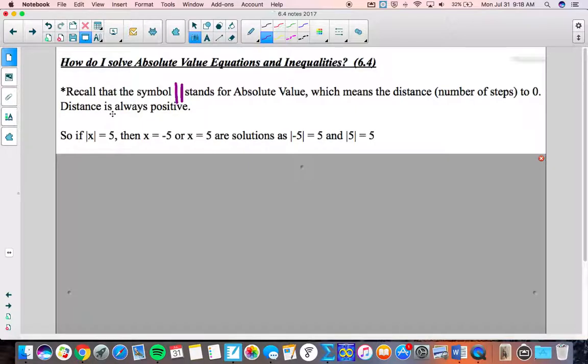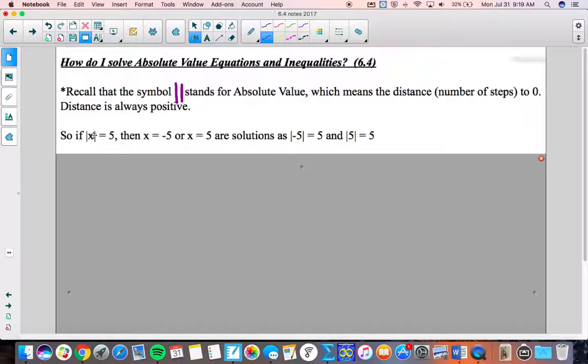If you run 4 laps on the track, one direction, you ran a mile. If you run it the other direction, you still ran 1 mile. It's positive. The symbol that goes along with absolute value, or distance to zero, is these two big straight lines. Like here, the distance to zero of some number is 5. So that means that you could have been at 5, because that's 5 steps to zero, or you could have been at -5, because -5 stepping on the number line to zero is 5 steps.